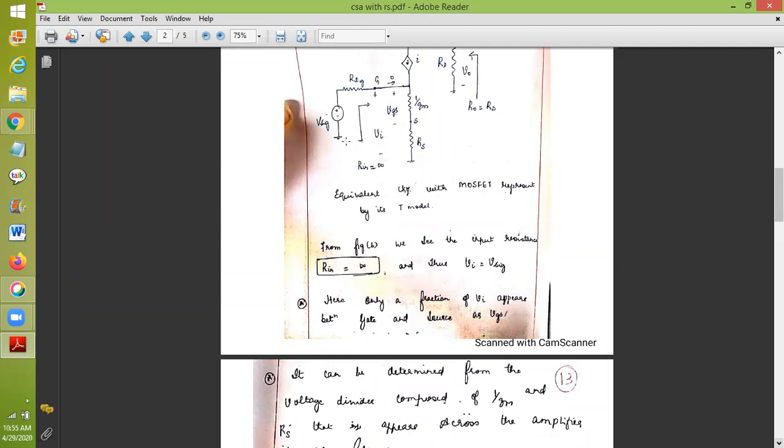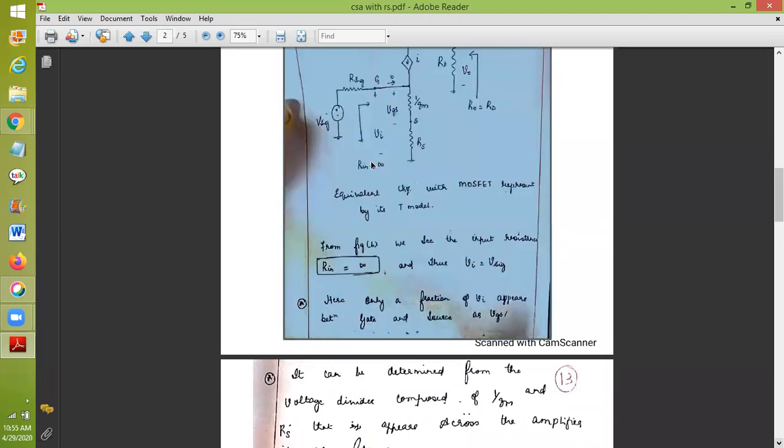I repeat. First, we have to find the parameters. The first parameter is the input impedance Rin. How to find it? View the circuitry from here. I have shown it with this arrow, after V signal and R signal. So after V signal and R signal, you view the circuitry, and that becomes your input impedance Rin.